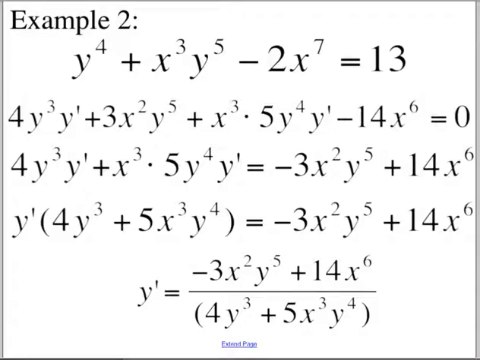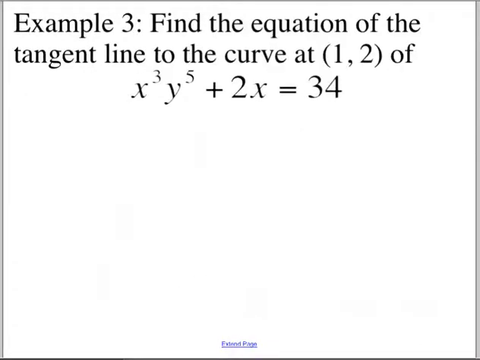And then the last example I have is just practicing writing equations of the tangent line. We're going to write the equation of the tangent line to the curve at the point (1, 2) of the equation x cubed y to the 5th plus 2x equals 34. And granted, yes, we could get y by itself. In this case, we could just subtract, divide, and take the 5th root. But this will make things a little easier, and it's good practice for implicit differentiation.